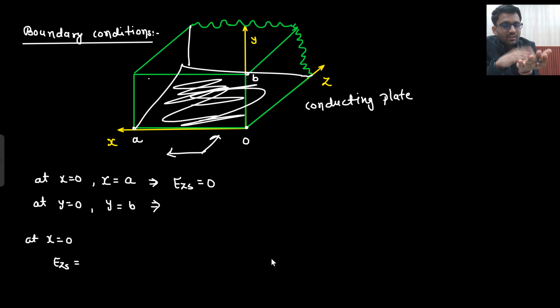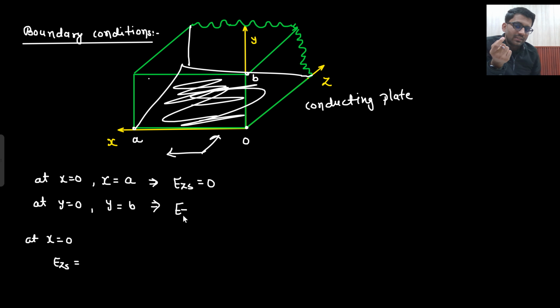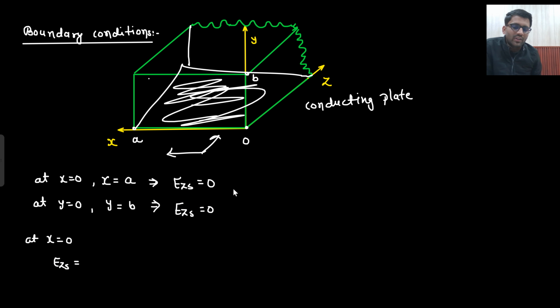So at the conducting surface, the tangential electric field will be 0. But we only care about EZS. Certainly your EXS will also be 0, because at Y equals 0, at this plane, your tangential components are X and Z. So both will be 0. EXS will also be 0, but we do not care about it. But we should write it down, so in a different color of pen I am writing it down. But we are not caring about it because we don't have the expression of EXS.